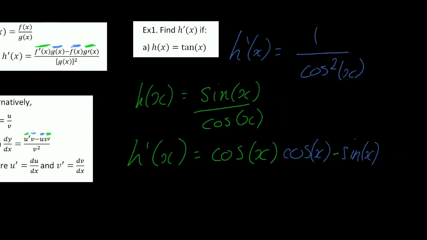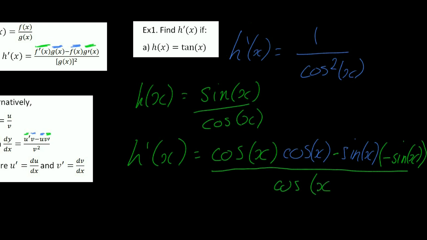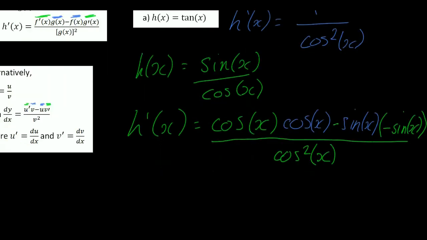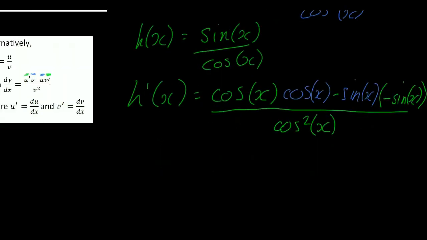Scroll across here a little bit, and we're going to have negative sine x here when we differentiate the denominator cos x. And right at the bottom, we're going to end up with the denominator squared, which is cos x. But if you want to square this whole term over here, we just put the square right in the middle. Okay, so if we scroll down a little bit, now we just need to simplify this.